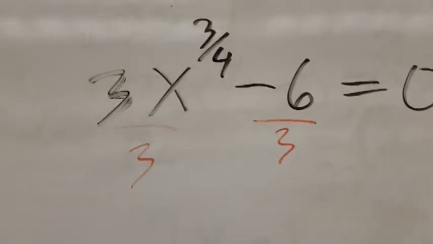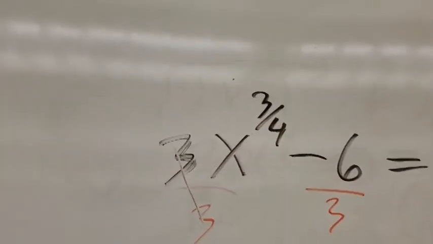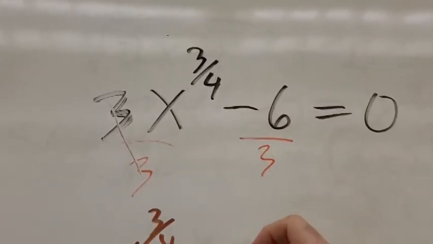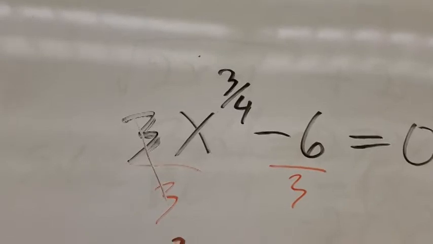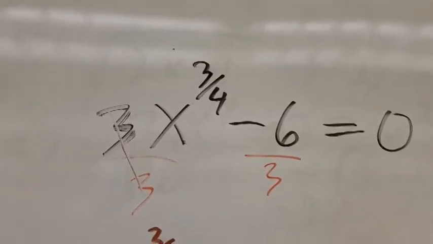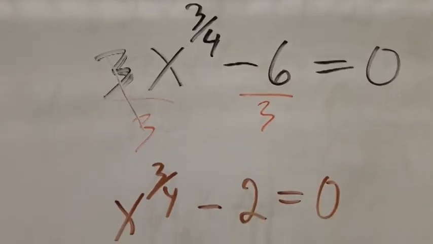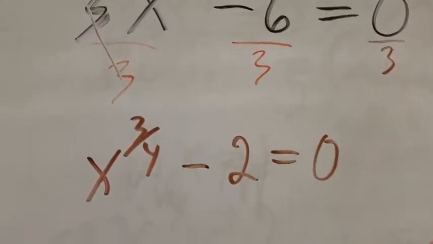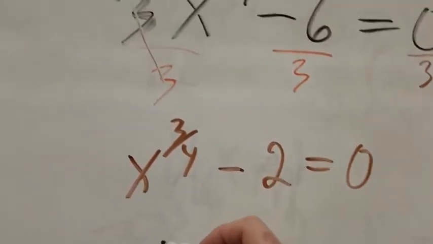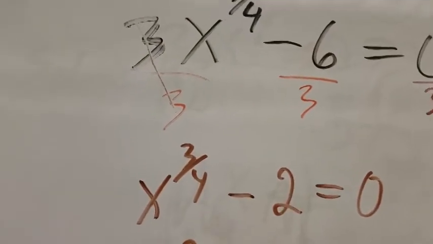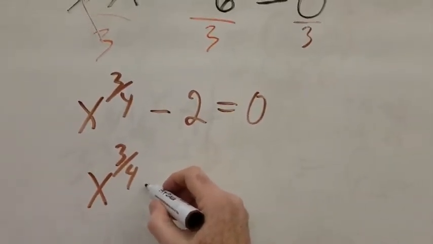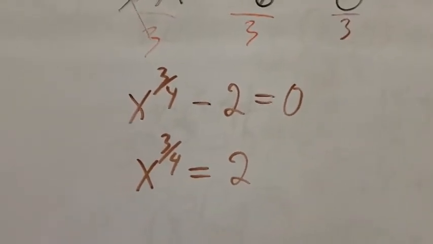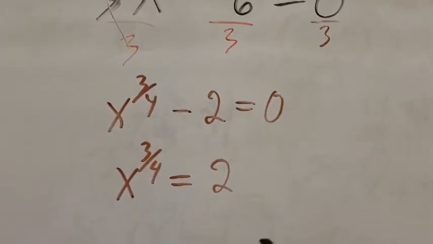So this cancels out, right? You have x to the 3/4 minus 2 is equal to 0. And you can move this, because this is nothing. You can move this 2 to the other side. X to the 3/4, there we go, is equal to positive 2. So you've simplified the problem down to that.